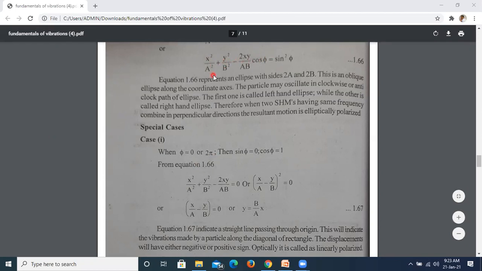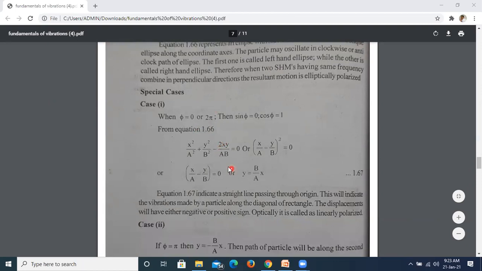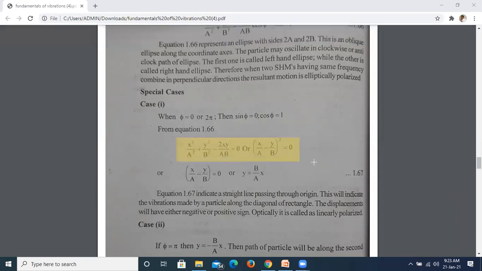since sin phi equals 0 and cos phi equals 1, substituting these two values in the equation x square by a square plus y square by b square minus 2xy by ab cos phi equals sin square phi, you will get x square by a square plus y square by b square minus 2xy by ab equal to 0 on the right side.